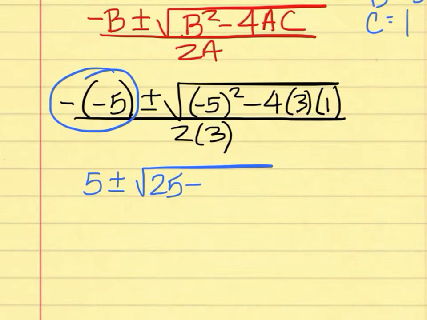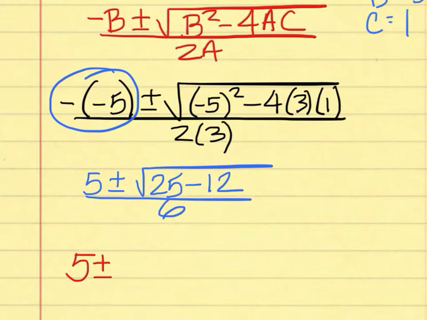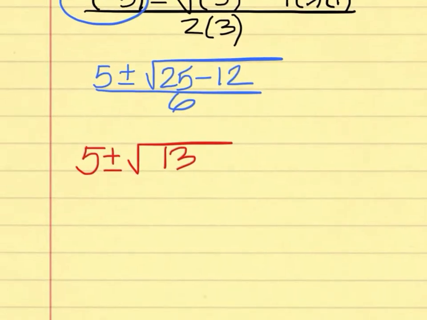Now, 4 times 3 times 1 is what? Deerfield. Yes, 12. All right, so he gets the point. And on the bottom we have 2 times 3, which is 6. So now I have to go back and simplify. The square root of 25 minus 12, which is going to be square root of 13. And then on the bottom, I will have 6.